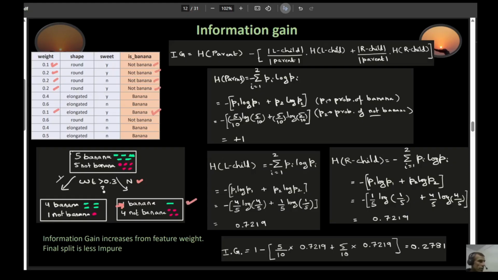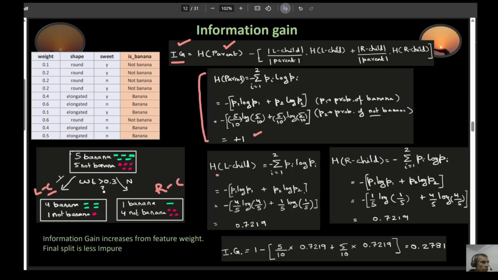Assuming that you understood this, now let's calculate our information gain. This formula is exactly the same as the previous one, except now I'll be changing some of the values. My entropy of my parent is the same as the previous one. Nothing changed over here, so this is plus 1. Entropy of my left child. So let's focus on this one, left child. This is my left child, and this is my right child.